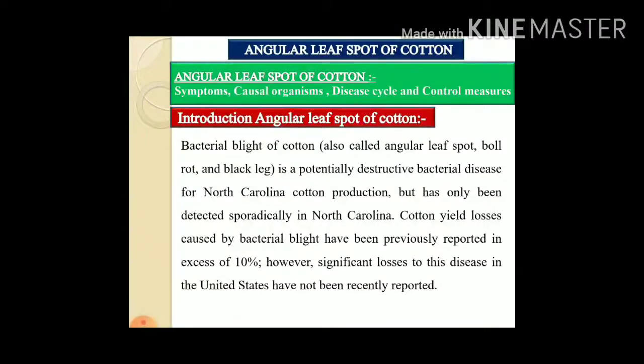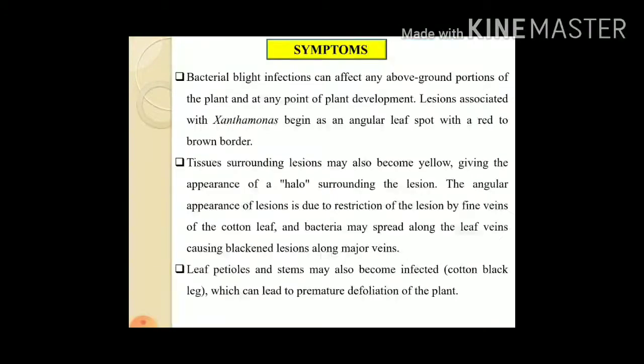It is a potentially destructive bacterial disease of North Carolina cotton production, but has only been detected sporadically in North Carolina. Cotton yield losses caused by bacterial blight have previously been reported in excess of 10%. However, significant losses to this disease in the United States have not been recently reported. That is the angular leaf spot of cotton.